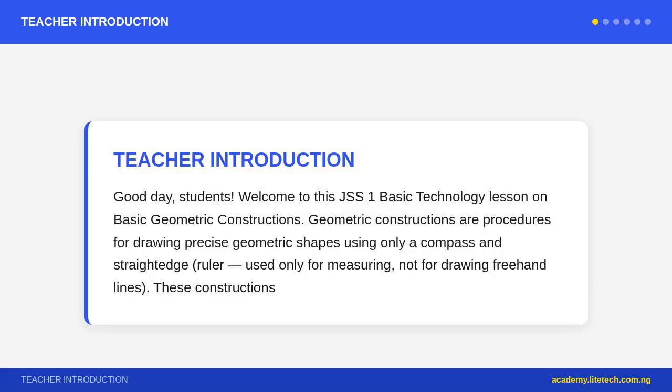By the end of this lesson, you will be able to bisect a line segment, construct a perpendicular to a line, bisect an angle, construct specific angles, 60 degrees, 90 degrees, 45 degrees, 30 degrees, using compass and straight edge, and construct basic geometric shapes, equilateral triangle, regular hexagon. Let us begin. Key terms.